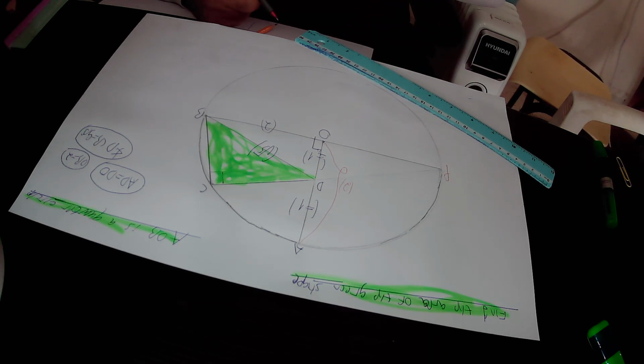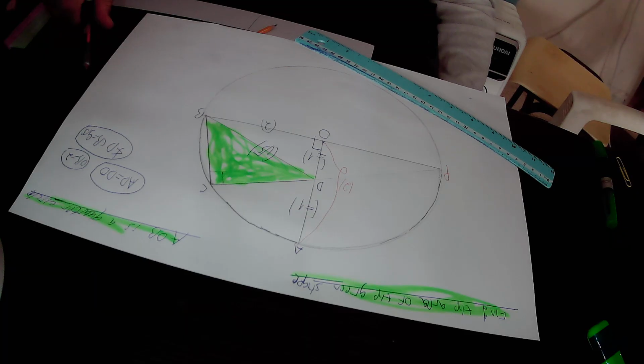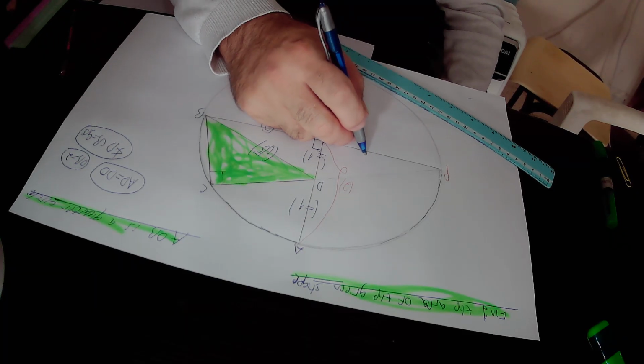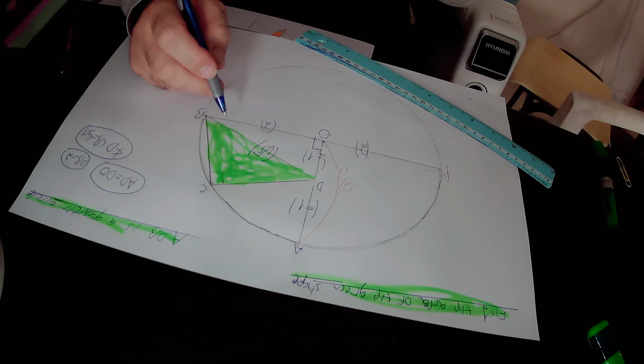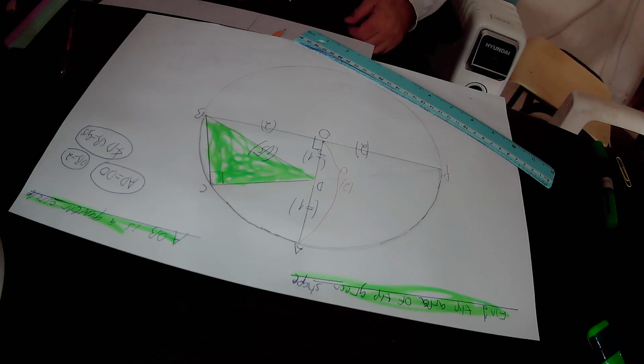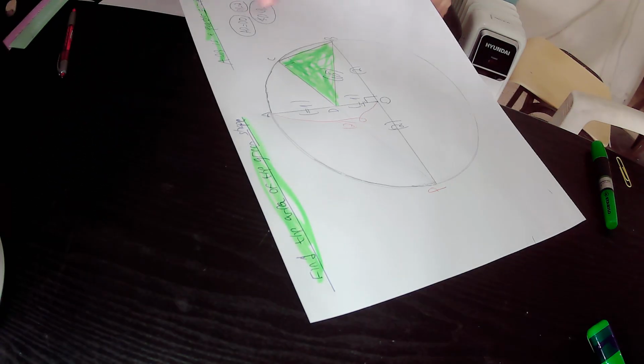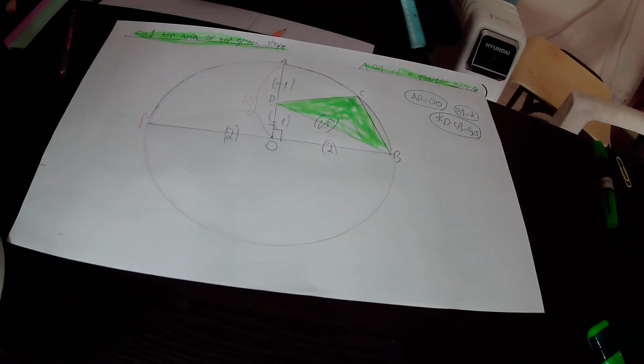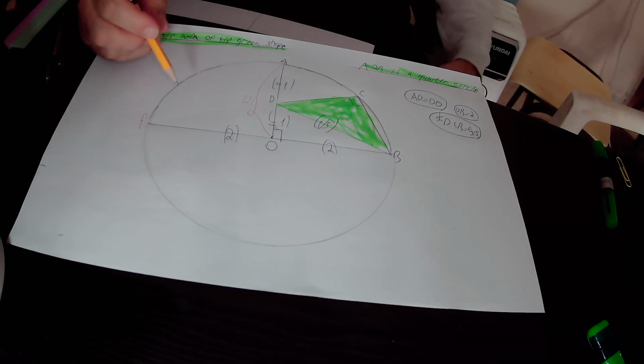So, side OP is actually the radius of this circle, equal to 2 units in length. We will extend side CD until it touches the circle. But the question is where the extended side CD will touch the circle. We will assume that the extended side CD will touch the circle at this point.